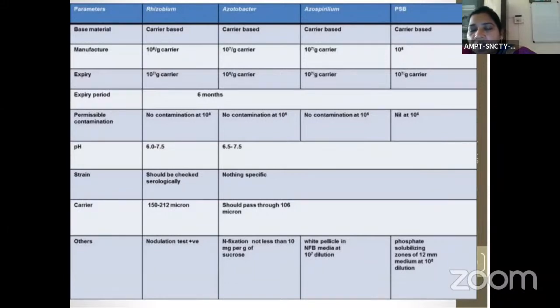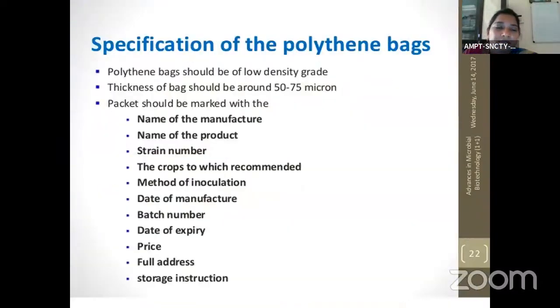Then phosphate solubilizing bacteria: to check the efficiency of phosphorus solubilizing bacteria, we can get solubilized zones of 12 millimeters, medium at 10 to the power of 4 dilution. If you dilute it and spread it on the plate, it should show the solubilized zones, a minimum of 12 mm solubilization zone should be provided in the media. Then only we can consider it is an effective phosphorus solubilizing bacteria or phosphorus solubilizing fungi. These are the different criteria we have to check for the quality of every organism. Then only it will be released in the market after production of biofertilizers.